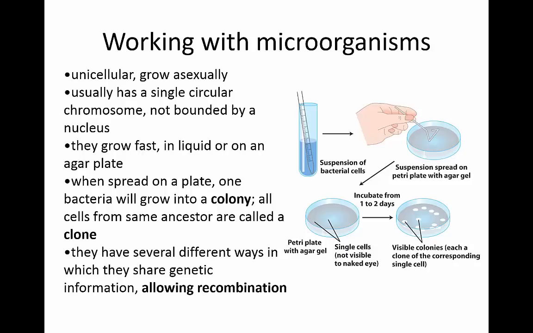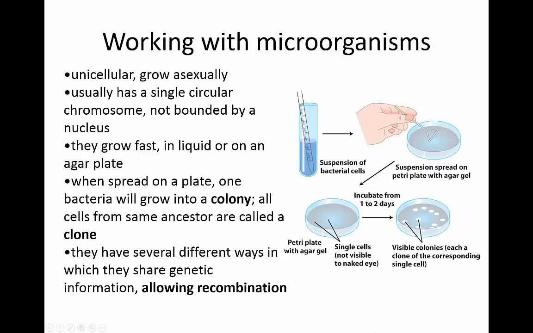Usually, bacteria have a single circular chromosome, and they don't have a nucleus. A few bacteria have multiple circular chromosomes. Bacteria grow very fast. Often we will grow them in a liquid suspension, or on an agar plate. If we spread bacteria on an agar plate, they are going to grow overnight into something that is visible. Individual cells that get spread out will actually grow into a whole clump of cells, and this is called a colony. Each of the cells in that clump are all identical to each other because they came from that single cell that you initially put on the plate.